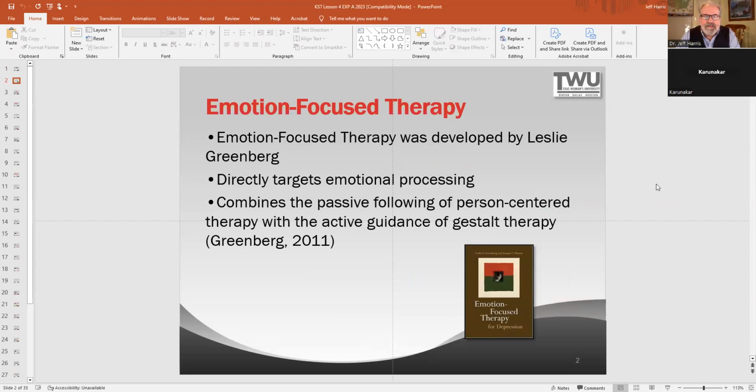So emotion-focused therapy is an integrative approach developed by Leslie Greenberg, which directly targets emotional processing. And emotion-focused therapy, or EFT, combines the passive following of person-centered therapy with the active guidance of Gestalt therapy. So it's both based on a lot of empathy, but also on evoking emotional experiences. So that's what Greenberg was integrating.